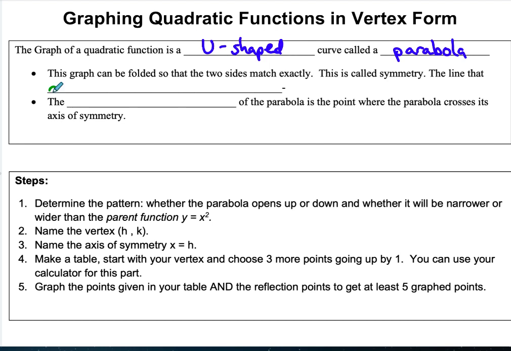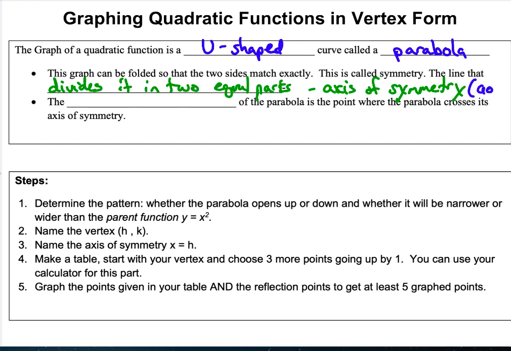The line that divides it in two equal parts is our axis of symmetry. And that's what we've been calculating or finding here over the last day or so. Okay? That axis of symmetry, or sometimes we'll abbreviate it as AOS, axis of symmetry.